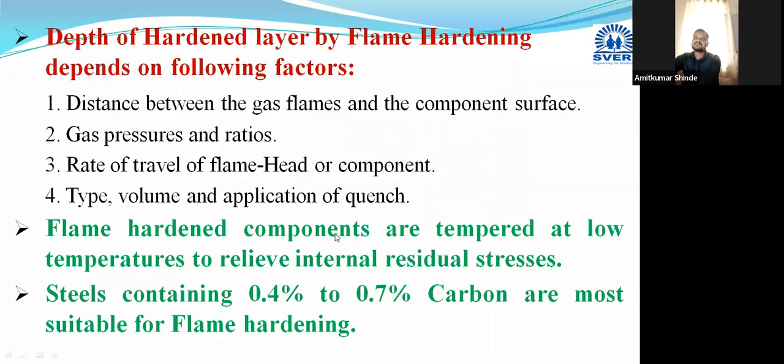Now, the case depth obtained in flame hardening depends on four parameters. The first is the distance between the oxyacetylene gas flame and the component surface. Then whichever gas we are using, its pressures and their ratios, and then the travel speed of the flame, or the rotating speed of the workpiece. Depending on that, we will get the case depth.